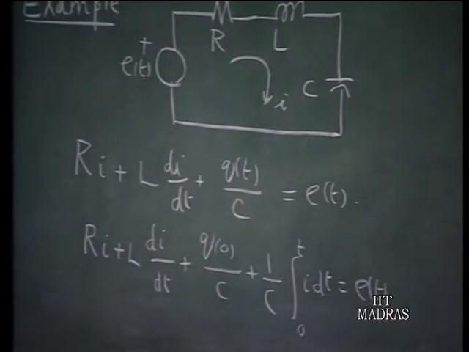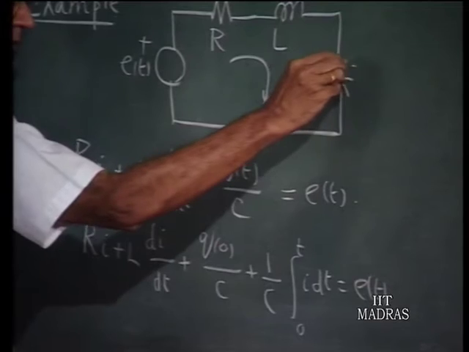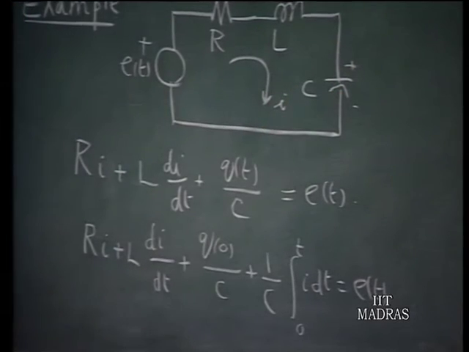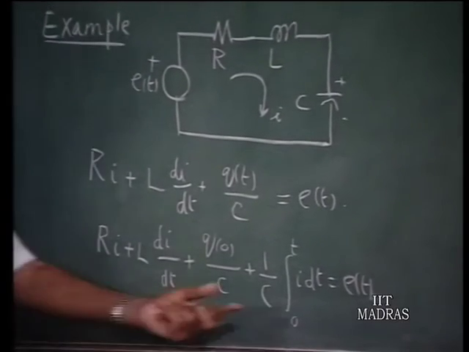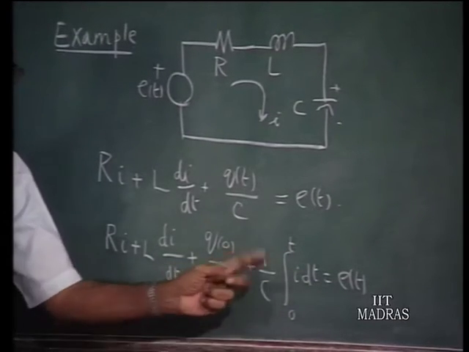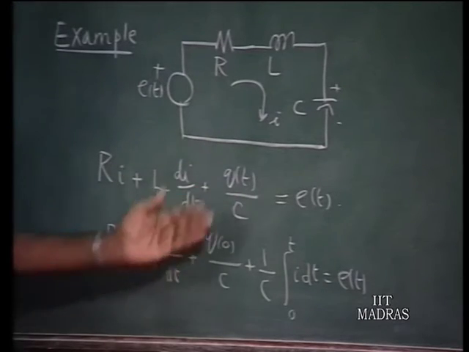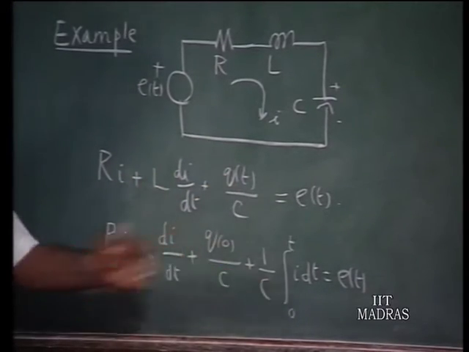So what I have done here is that Q of t has been thought of as comprising two parts. One is the initial charge on the capacitor, with this as positive and this as negative, and the additional charge that has been put at the capacitor plates in the interval 0 to t, integral i dt divided by C. So Q0 plus the additional charge, divided by C, that is the expression for Q of t by C, is broken up into these two parts.